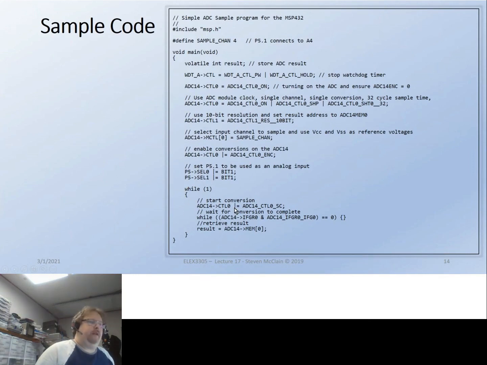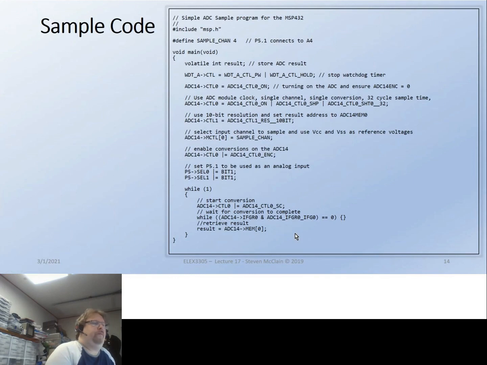And we're going to do another OR equals here because we don't want to mess with the rest of the register. We just want to set this one bit. Where's the start conversion bit? And then here we're going to wait for that conversion to be done. And then there's our result. We're going to read it out of the memory. So here we're setting M control 0, our sample number, and here they were reading out of mem 0. The mem is the number that we've converted.